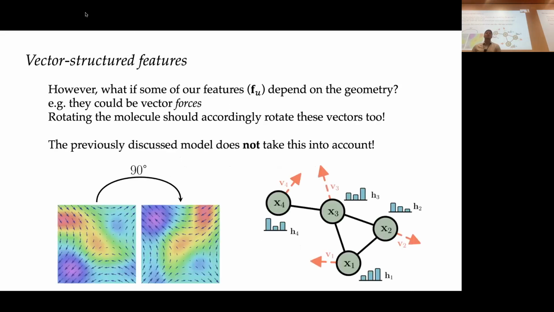Now, there is one problem with this class of models, and that is, what if some of your features also depend on the geometry, right? Like, what if you have to compute also forces that act on each one of these guys? Now, the force is a vector in 3D space, so when you rotate everything, that force vector needs to rotate too, so you need to be careful about that. And the previous model wouldn't be able to take this into account. Here's a nice example. You have this scalar field, the heat map, with a vector field, the arrows on top of it. If I do a 90-degree rotation, the scalar field rotates accordingly and stays the same, but the force vectors rotate and change direction. So we have to be careful about this.